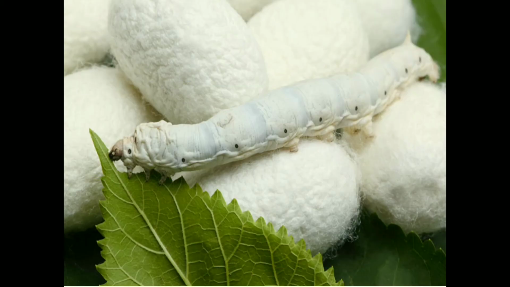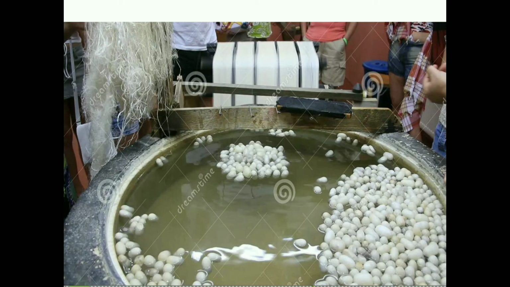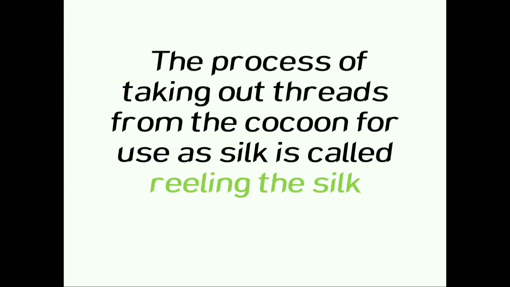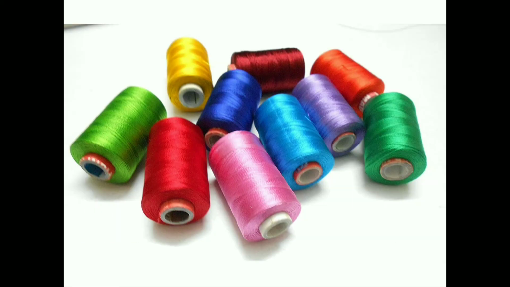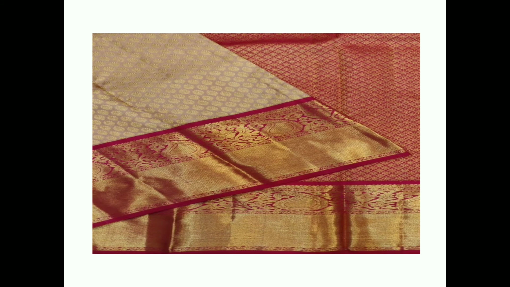Now, in order to get the silk, cocoons are taken and then they are boiled or exposed to steam to separate the silk fibers from the cocoons. The process of taking out threads from the cocoon for use as silk is called reeling the silk. Reeling is done in special machines which unwind the threads from the cocoons. Silk fibers are then spun into silk threads, which are woven into silk cloth by weavers.